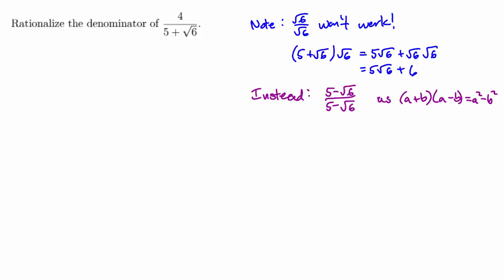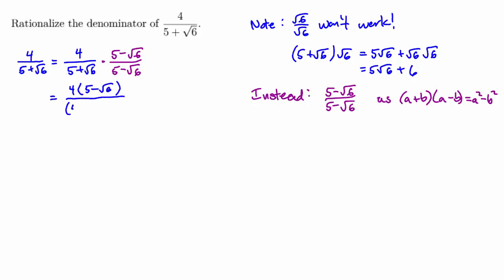to rationalize this denominator. So we'll start with 4 over 5 plus the square root of 6. And now I'll multiply by that unit fraction, which is 5 minus the square root of 6 over 5 minus the square root of 6. Now I'll multiply those numerators and denominators. So I'll have 4 times the quantity 5 minus the square root of 6. That's all in my numerator. And in my denominator, I'm going to have 5 plus the square root of 6 times the quantity 5 minus the square root of 6.